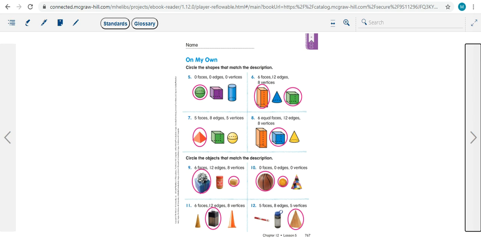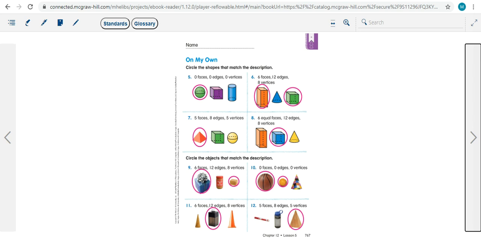Circle the shapes that match the description. Number 5. 0 faces, 0 edges, and 0 vertices is the first one, which is a sphere. Number 6. 6 faces, 12 edges, and 8 vertices is the first one and the last one, the rectangular prism and the cube. Number 7, 5 faces, 8 edges, and 5 vertices is the pyramid. Number 8, 6 equal faces, 12 edges, and 8 vertices is the cube.